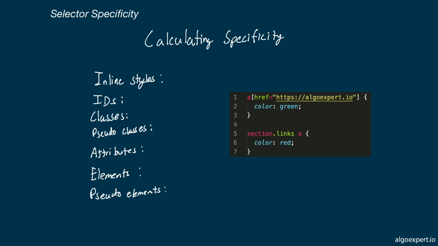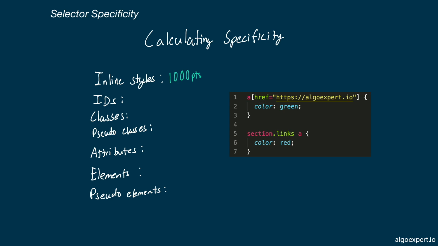So the way this will work is inline styles. So this is any style that you write directly in HTML using the style attribute, and we would almost always recommend not to do this. But if you did, those get a weight of 1,000 points. And this essentially is like a trump card. It will almost always just mean that the inline styles are going to be the ones that get displayed.